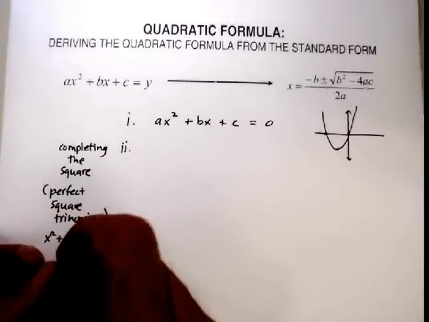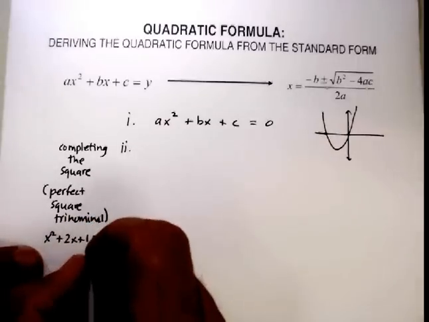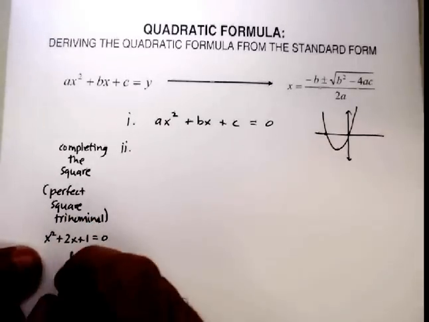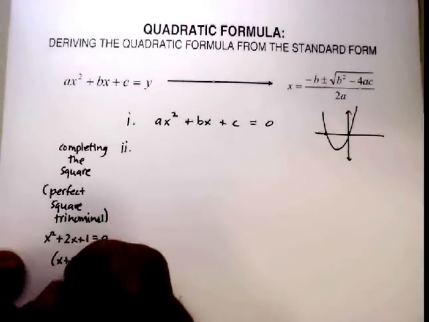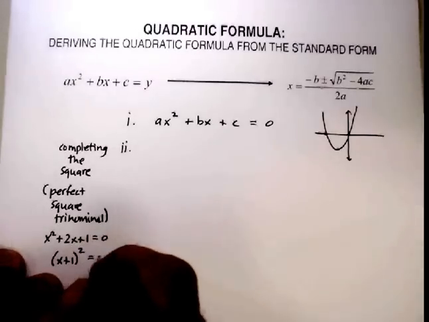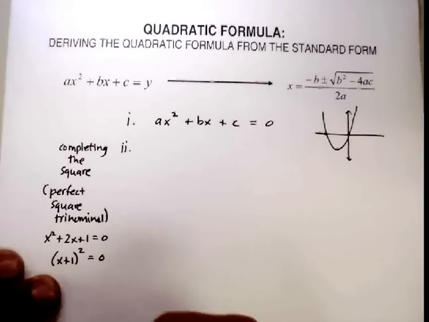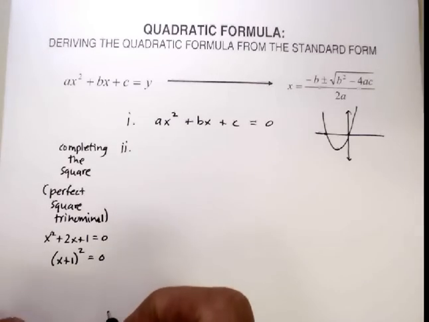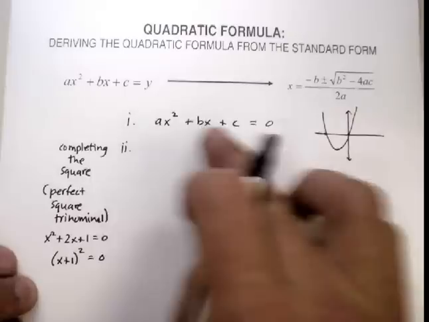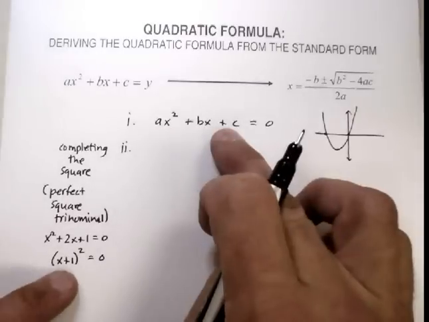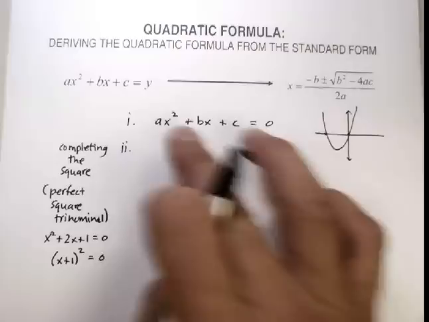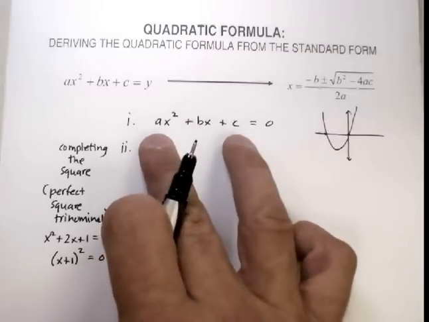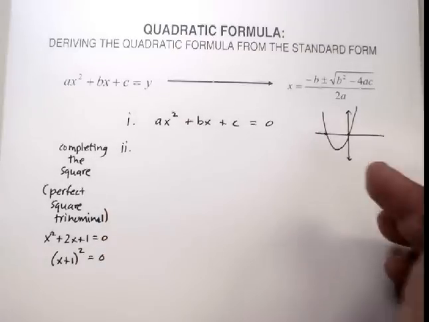Here's one of the simplest ones: x squared plus 2x plus 1. A perfect square trinomial is when both of the factors are exactly the same. So for example, this is x plus 1 times x plus 1, or x plus 1 quantity squared. So we want to make this side of the equation a perfect square trinomial, something times itself, equal to 0.